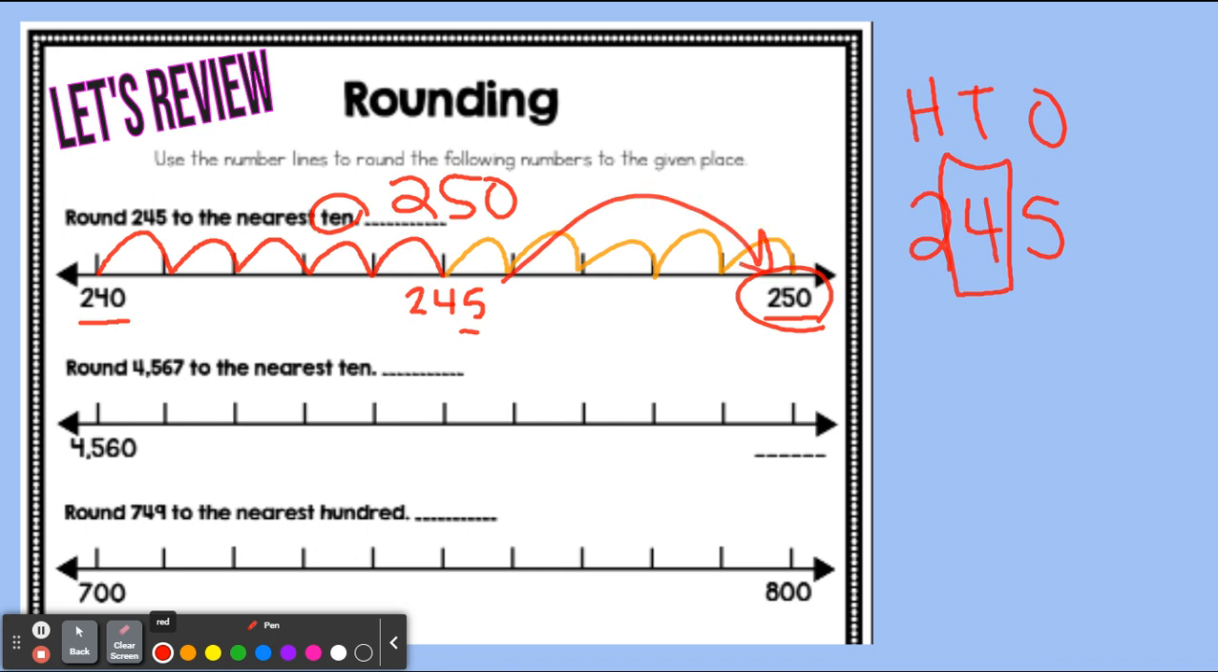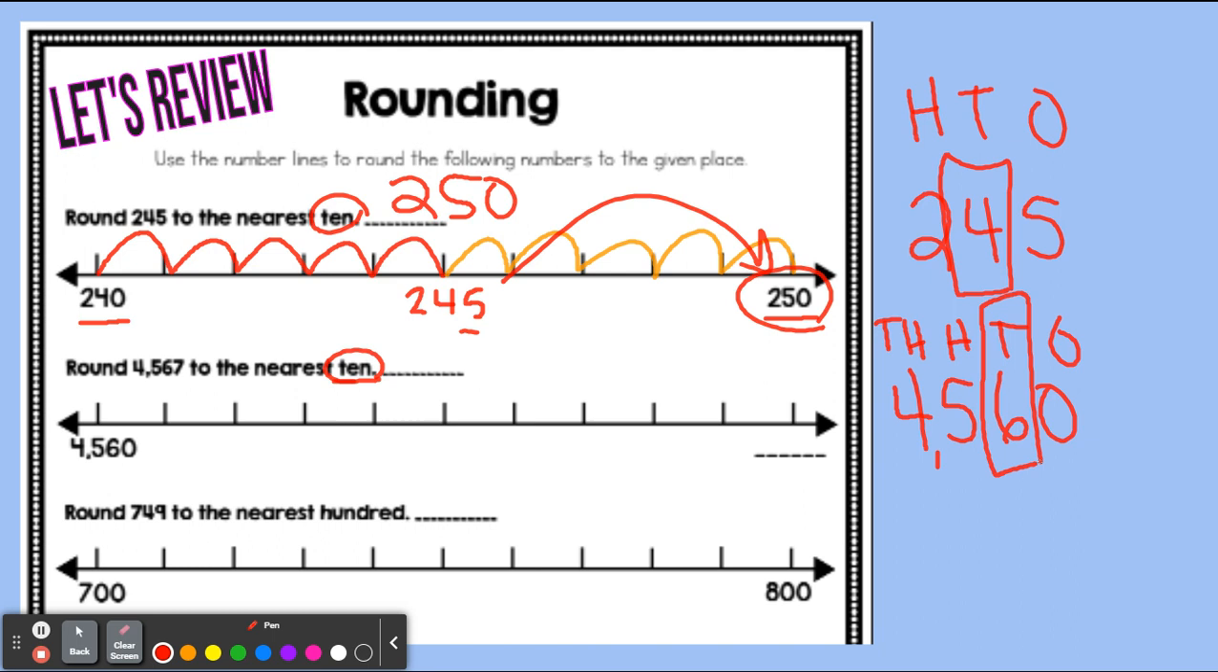All right, on this next one, we've got 4,567. Again, we're rounding to the nearest 10. So I'm going to look at 4,560 in the tens place. This is my thousands place, my hundreds place, my tens place, and my ones. The digit in the tens place, because we're doing the nearest 10, is the 6. That's why I've got the 60 here.